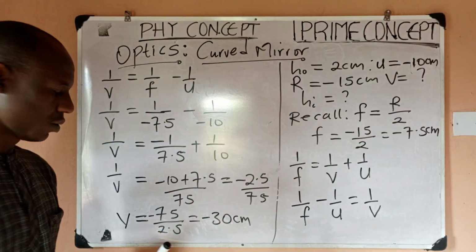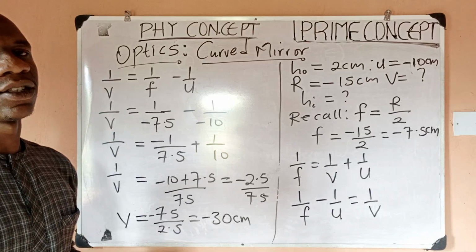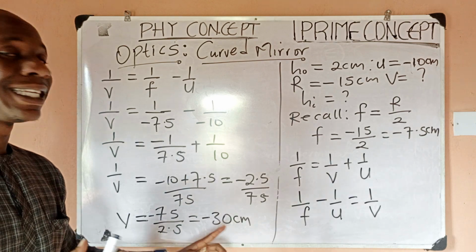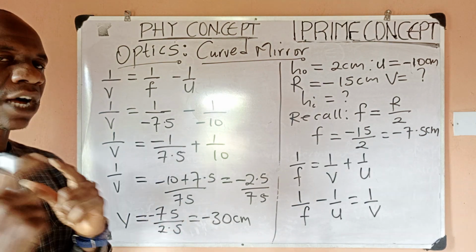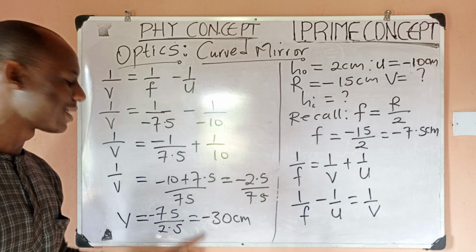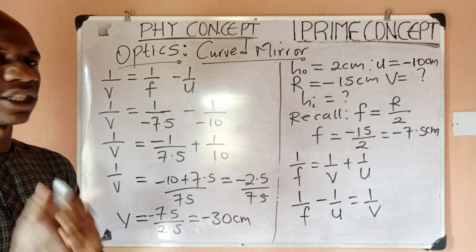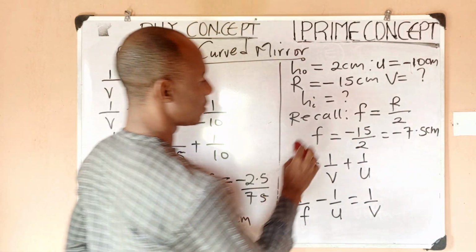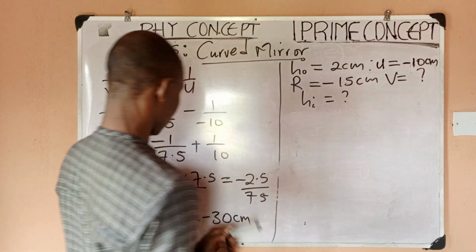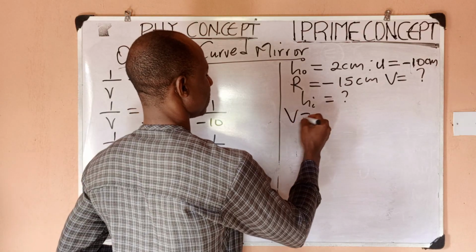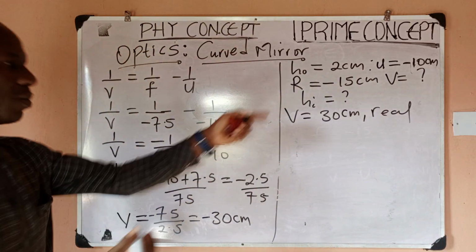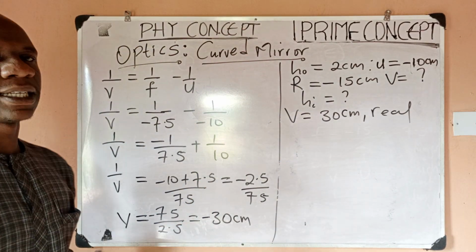Now, of course, you won't be seeing a negative sign in your option. So what does it mean? This negative sign simply tells us that our image is real. So in our option, we're going to just see 30 cm, not minus 30. I can conclude that V is 30 cm, real. This would be my perfect answer, because you won't be seeing negative in the option.